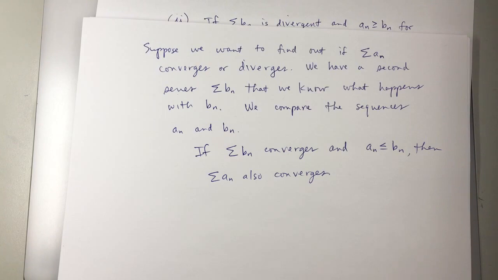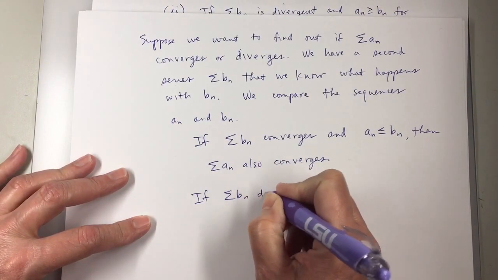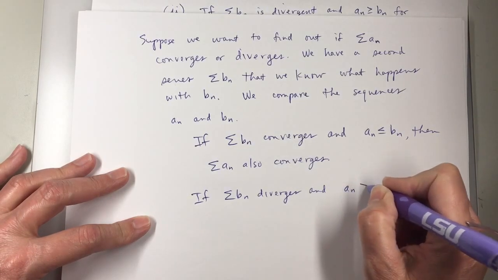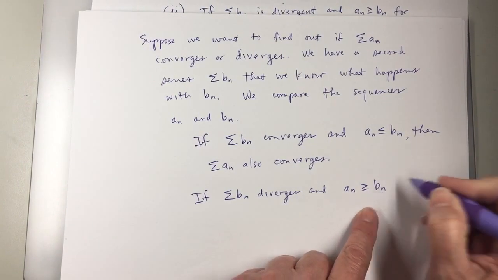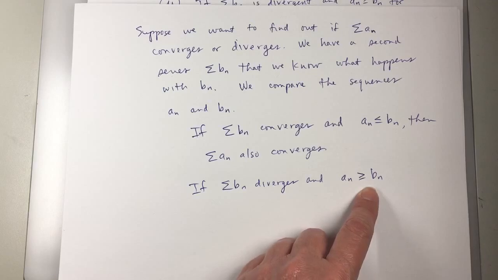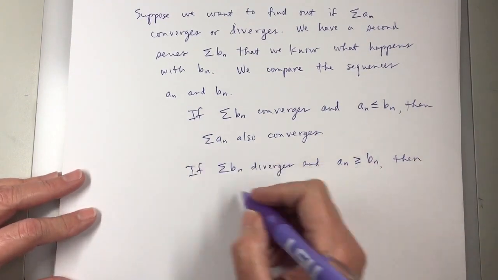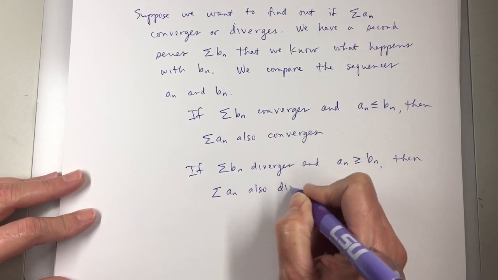And on the flip side, this is part 2, if series B sub n diverges and term for term, A sub 1 is greater than or equal to B sub 1, A sub 2 is greater than or equal to B sub 2, A sub 3 is greater than or equal to B sub 3. So if you have that, and it says for all n, then we would know series A sub n also diverges.